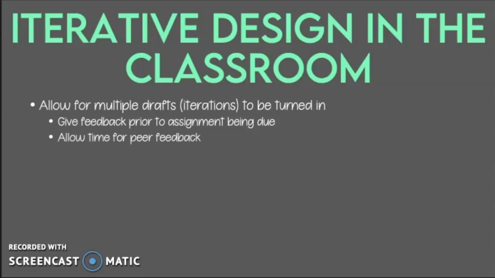Similarly, you could provide time for students to give peer feedback. This way, students can get another peer's view on their work. One thing that I like to do in my classroom is 2 glows and a grow, where students tell their peers 2 things that they like about their work and 1 improvement that they think could be made.